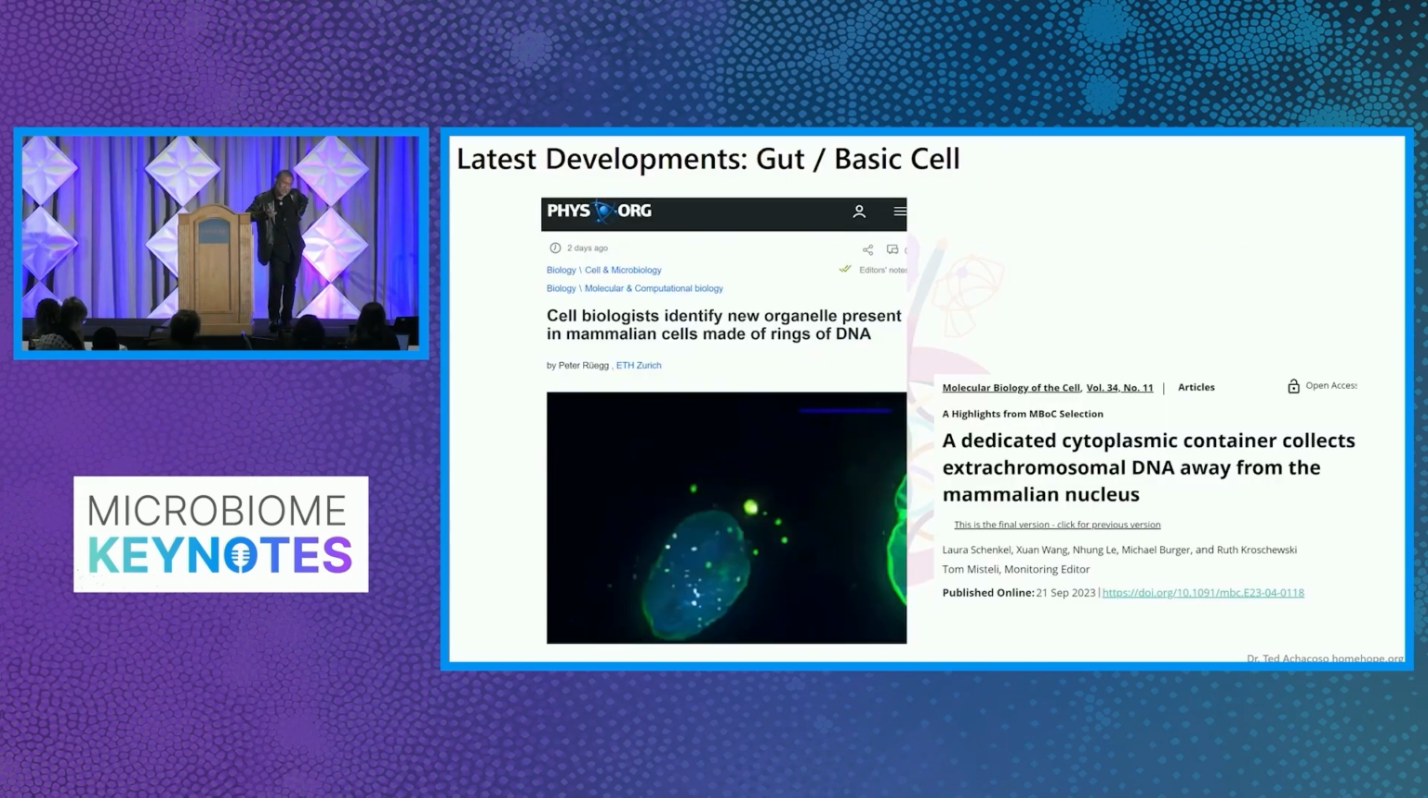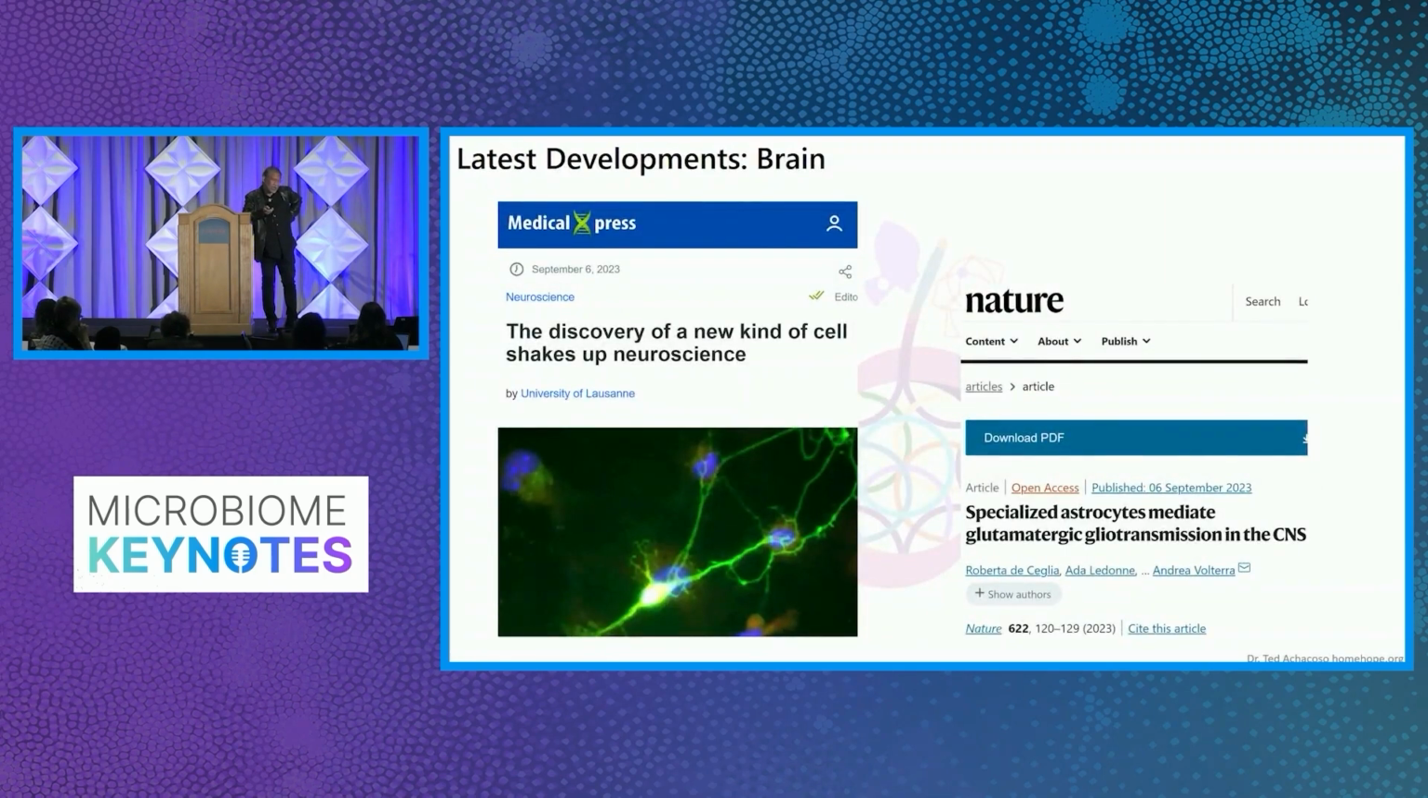They found that there's a dedicated cytoplasmic container that collects exosomal DNA away from the mammalian nucleus. And it's a new organelle. It's called the exclusome. So you now know that we have another organelle in the cell, and it's called the exclusome, right? And the latest developments in the brain: a new kind of cell shakes up neuroscience. And we continually find newer and newer cells, right?